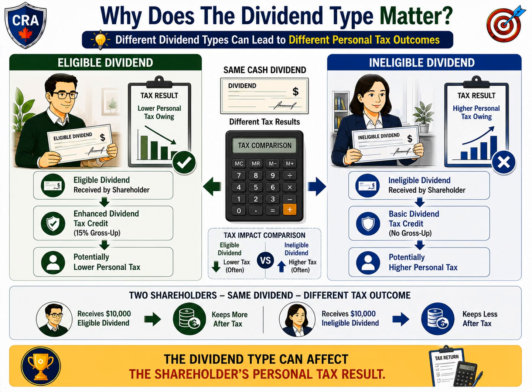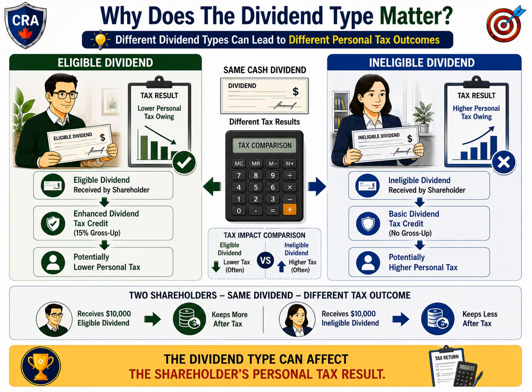Two shareholders could receive exactly the same cash amount, but the tax result may not be identical if the dividends are classified differently. For example, one shareholder might receive an eligible dividend while another receives an ineligible dividend. Even though both receive the same dollar amount, the amount they ultimately keep after taxes may be different. This is why dividend classification becomes an important part of tax planning.